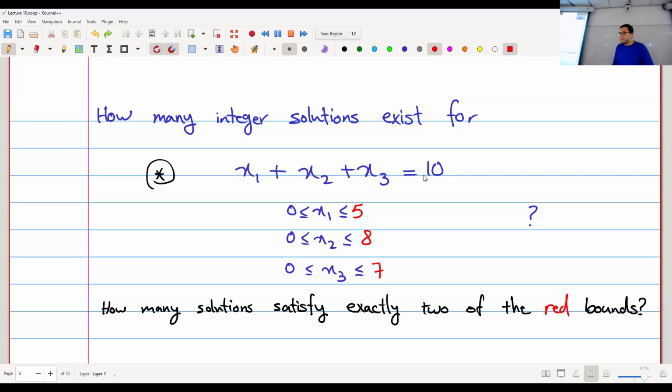Right? Okay. If I want the number of solutions that satisfy exactly 2, I can do a casework. I can say which 2, right? And then I can just find the number of solutions that satisfy the first 2. Then I can find the number of solutions that satisfy these 2, and so on. But I have to still do inclusion exclusion, because there might be some solutions that satisfy 2 different pairs, right? So this is a bit hard. Can I do a better argument here?